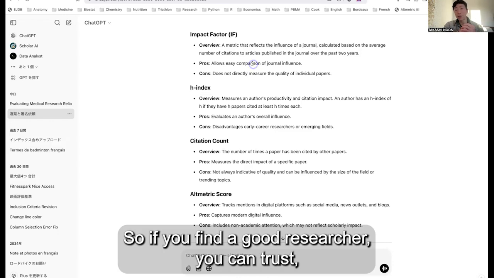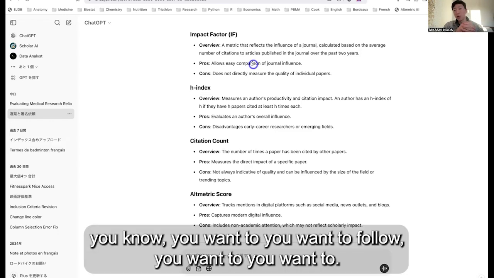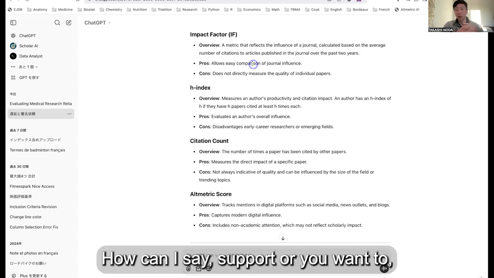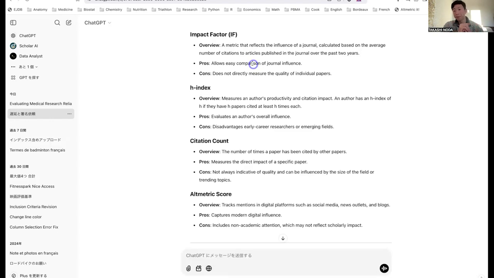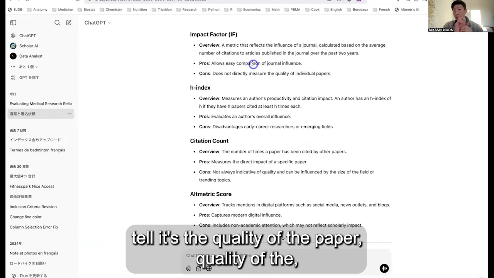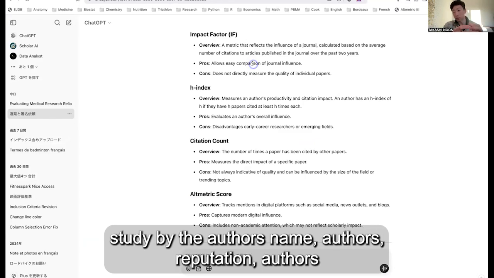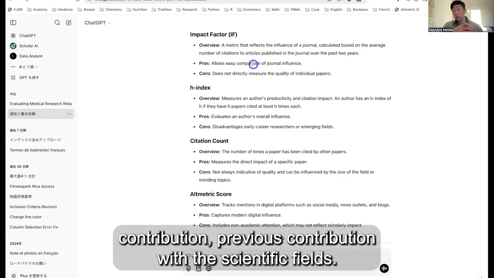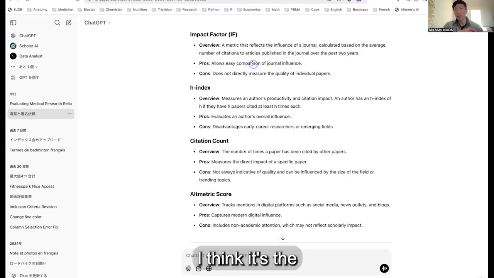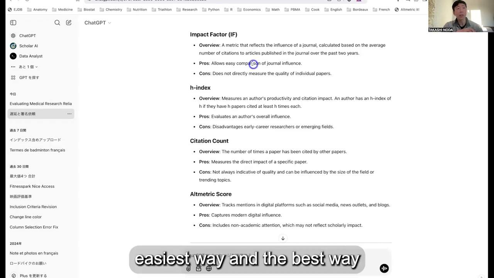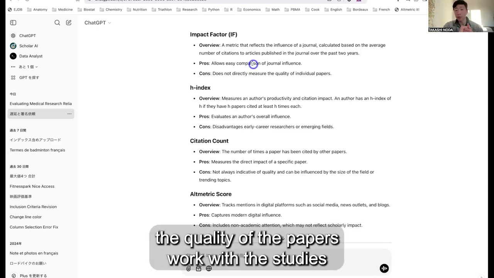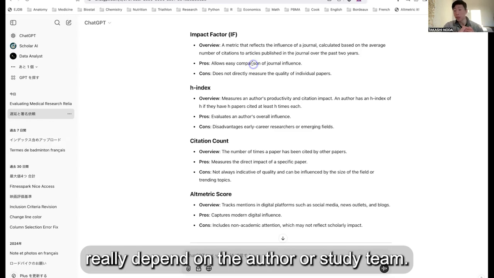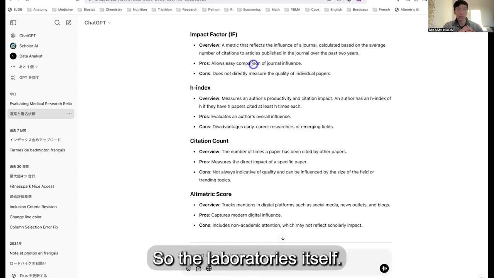So if you find a good researcher you can trust, or you want to follow, support, or learn from, you can just follow them. You can judge the quality of the paper, the quality of the study, by the author's name, the author's reputation, and the author's previous contributions to the scientific field. I think it's the easiest and the best way to quickly judge the quality of scientific papers. The quality of papers or studies really depends on the author or study team, the study laboratory itself.